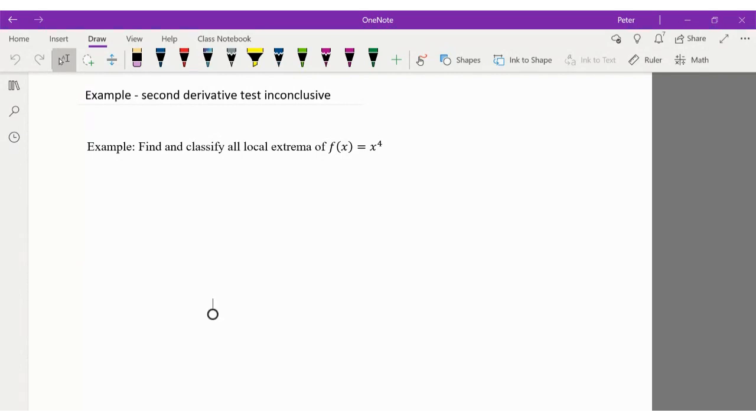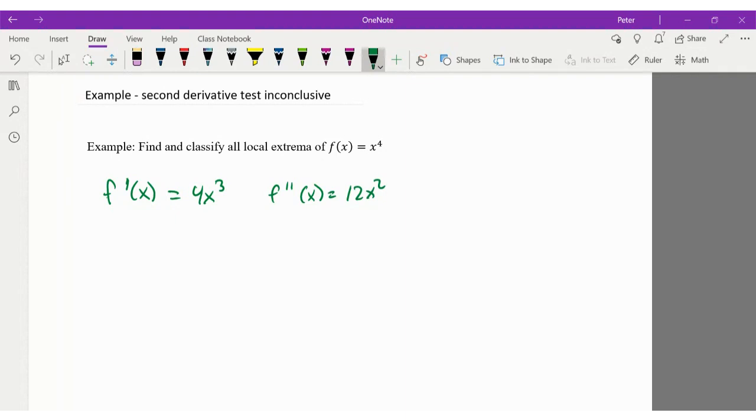Okay, so find and classify all local extrema of f of x equals x to the fourth. So this is something that probably looks like it's going to be very, very simple. You have f prime of x equals 4x cubed, and f double prime of x equals 12x squared.